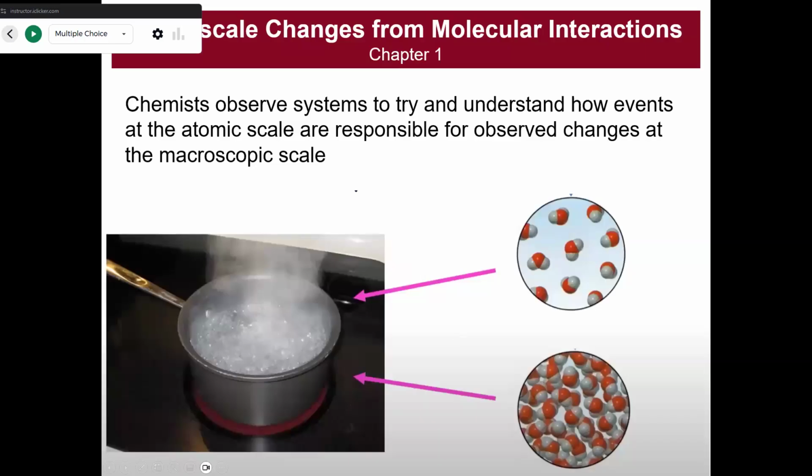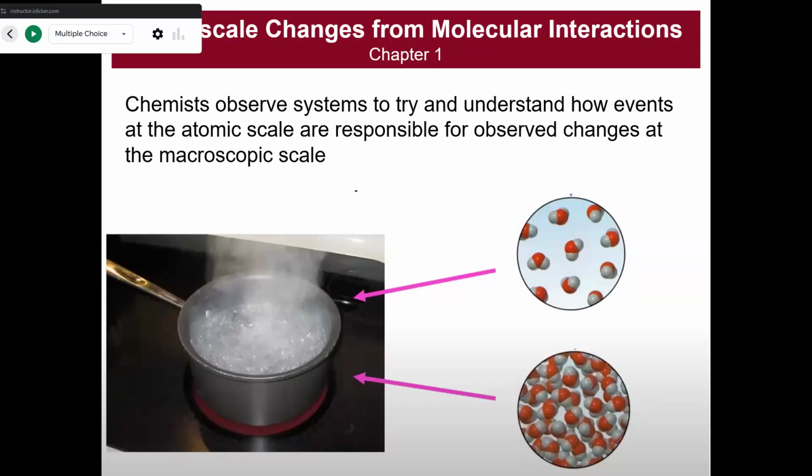All right. So chemistry is all about trying to explain macro scale changes based on molecular interactions. So chemists observe systems and try to understand why or how they are happening based on the molecules, not based on what they see. So boiling water, for example, we've probably all boiled a pot of water. Maybe you're making pasta, maybe you're making tea. That'd be a kettle maybe, but whatever. Boiling water looks different on the molecular scale than on the macro scale.